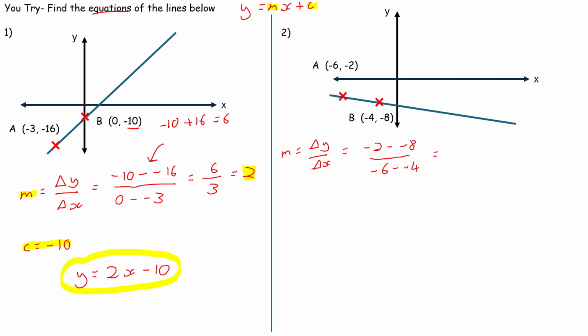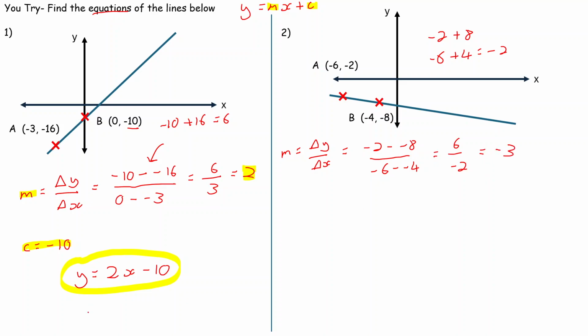So -2 take away -8. I'm at -2, and if I'm taking away cold air, I'm getting warmer by 8. So -2 plus 8 gives me 6. So 6 over, and then again I'm at -6. If I'm taking away cold air, I'm getting warmer by 4, so -6 plus 4 is equal to -2. So over -2. 6 divided by 2 is 3. I've got one negative, so my answer is going to be -3.